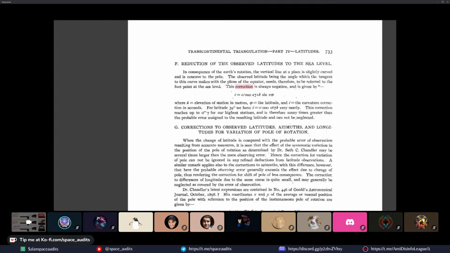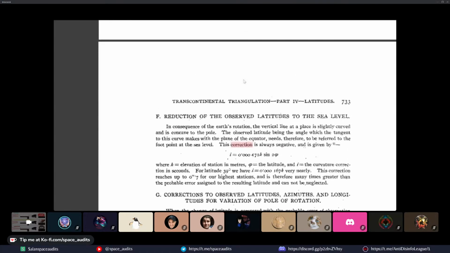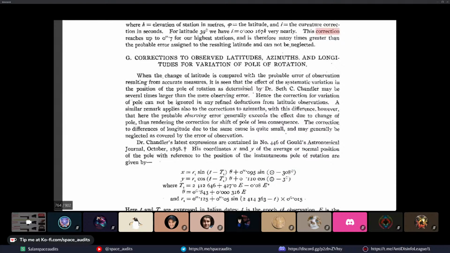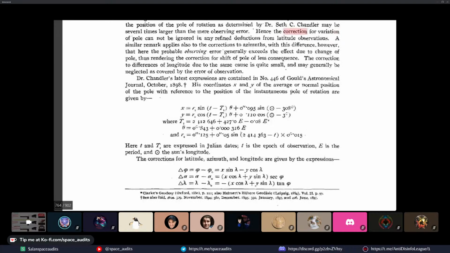"So, in consequence of Earth's rotation, the vertical line at a place is slightly curved and is concave to the pole. The observed latitude, being the angle which the tangent to this curve makes with the plane of the equator, needs, therefore, to be referred to the foot point at sea level. This correction is always negative." So they're correcting for the altitude, for Earth's motion, and for all over latitude. Look at how many latitude-dependent corrections they give. All of them. "The correction of a variation of a pole cannot be ignored."